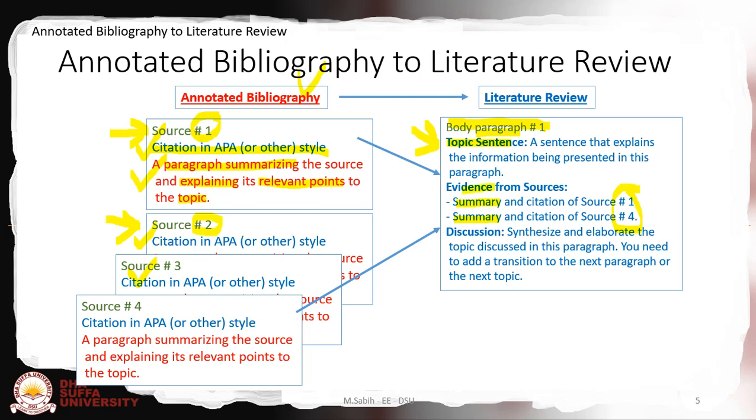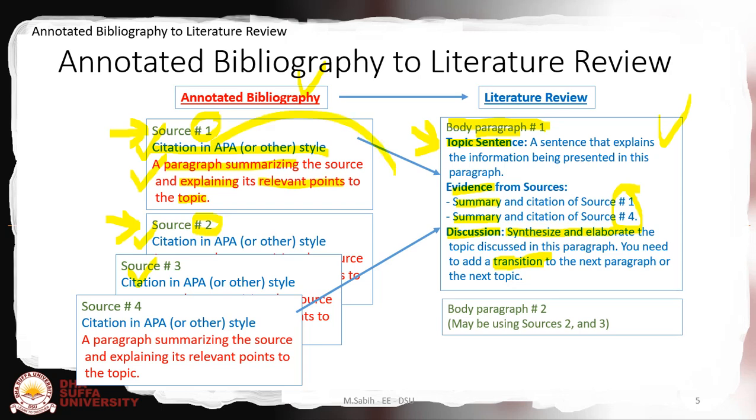We will collect the evidence from the sources, and then we will add something which is called discussion. This is your synthesis, and you elaborate more on the topic in this paragraph, and you need to add a transition sentence to the next paragraph. So different sources will comprise one paragraph in the literature review, which we will do in the third video. Your work will be focusing on generating this annotated bibliography.